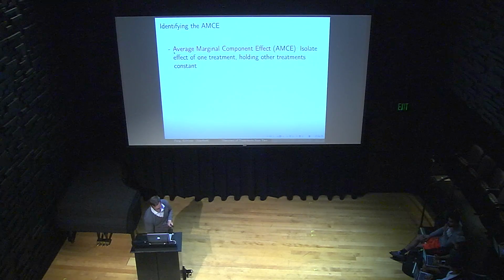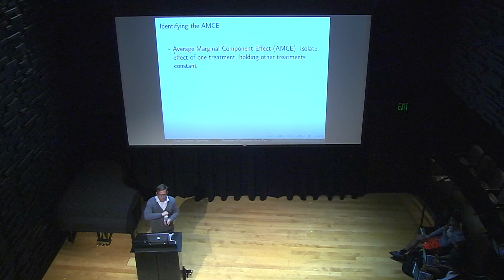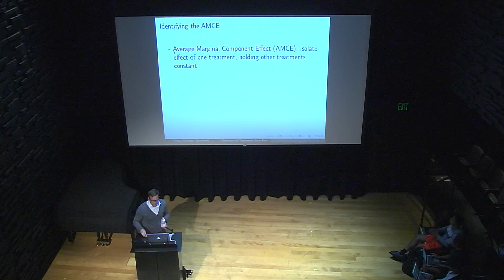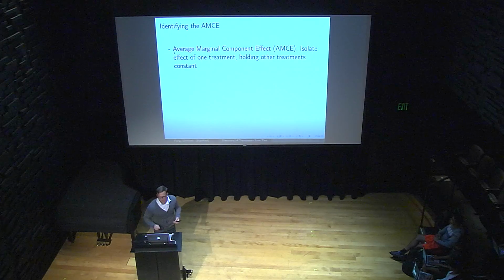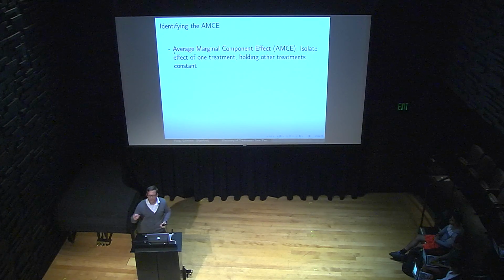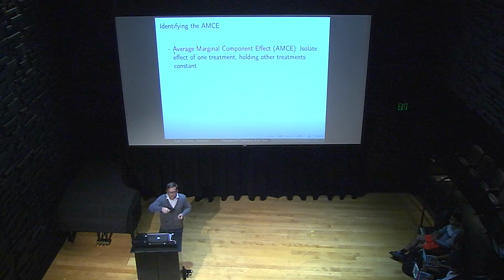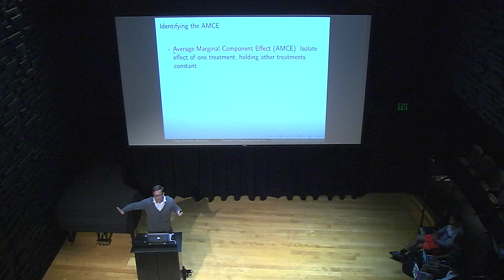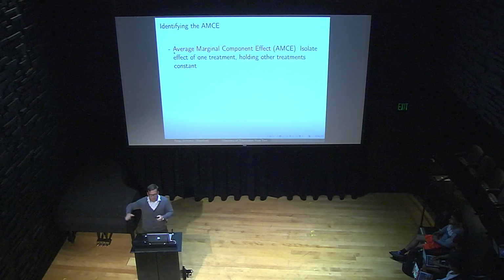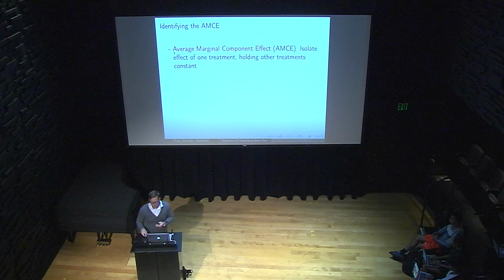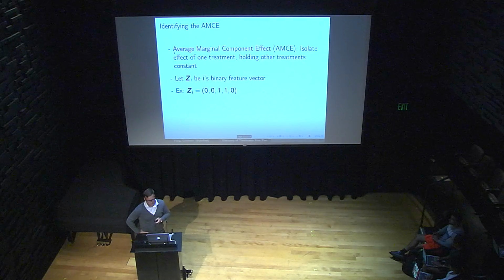Okay, so let's dive right into it. The quantity of interest we're going for is the average marginal component effect. The idea of this average marginal component effect is that we want to isolate the effect of one treatment, holding the other treatments constant. In other words, what's the effect of one particular feature of this text, holding everything else constant, and then we average over all those other features. This is a pretty standard way to measure a causal effect in a setting where you have a high-dimensional factorial experiment.